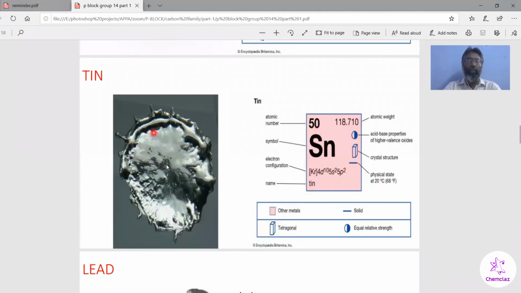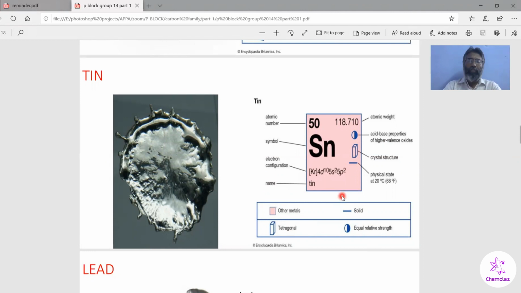Then tin. Tin is also a metal, atomic number 50, atomic weight 118.7. Then oxide nature: amphoteric, that is, the acid and base strengths are equivalent, so it is amphoteric in nature. Crystal structure: it is a tetragonal structure.